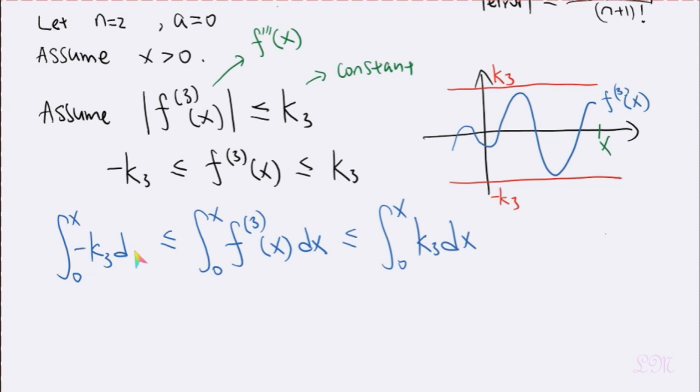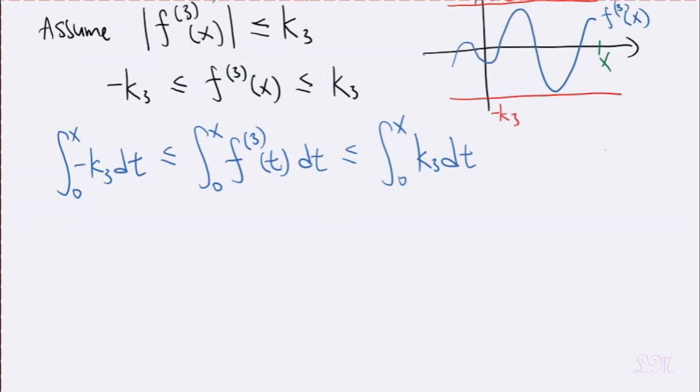Instead of using x's here in the integrand, we really should be using t dt instead. It really is better math. So as you can see that I'm changing them. Now we integrate. Negative k sub 3 is a constant, so an antiderivative of negative k sub 3 with respect to t would just be negative k sub 3 times t. We're dealing with definite integral here, so evaluate it from 0 to x.